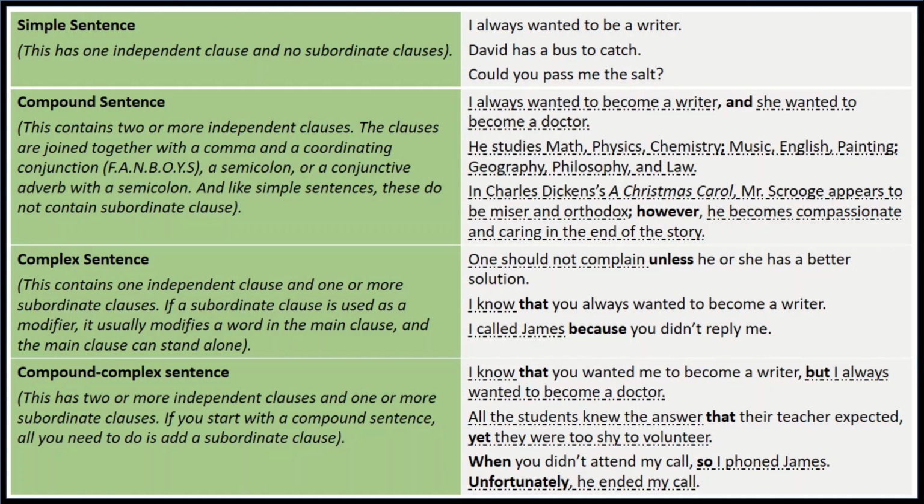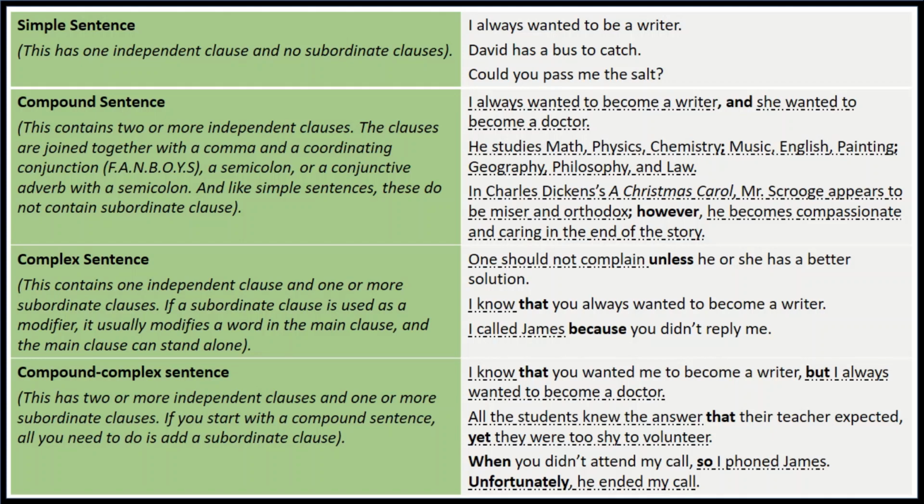First of all, the structure of a sentence. You see, simple structure. It is straight away simple. I mean, it just needs to have one independent clause and no subordinate clauses at all. For example, I always wanted to be a writer. David has a bus to catch. Could you pass me the salt? So all of them, they are simple sentences. They all are independent. They do not have any dependent clause.